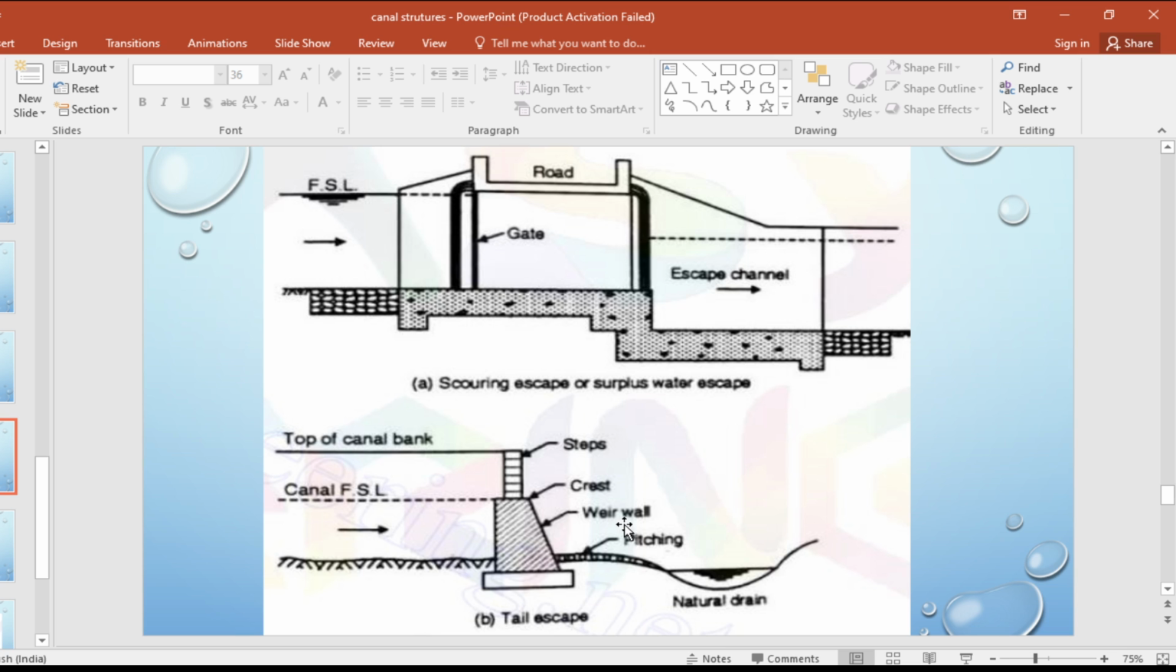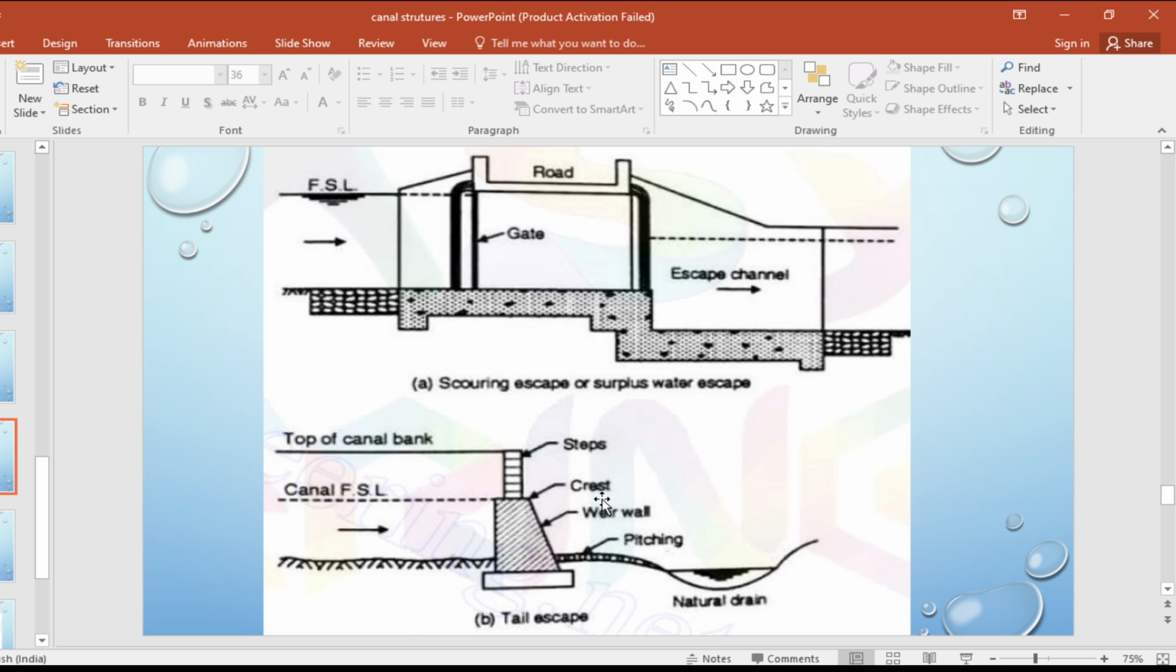A tail escape is provided at the tail end of the canal, and it is useful in maintaining the required FSL at the tail end. This is also a weir type. We can see here that the weir wall is provided. So this is also a weir type escape, that is your tail escape. These are the surplus escape, and this is the tail escape.